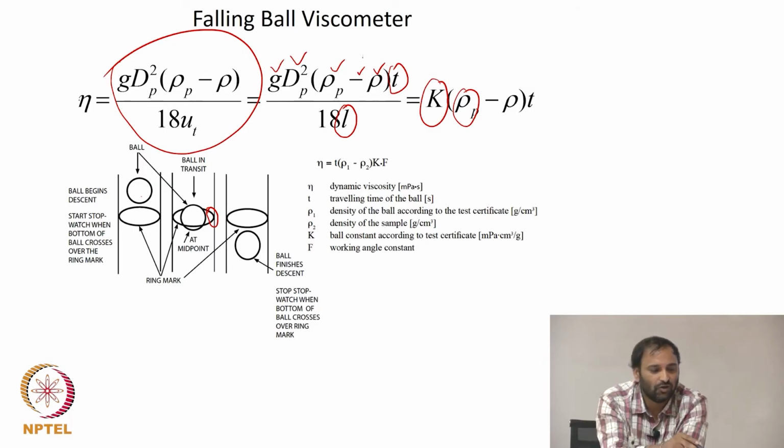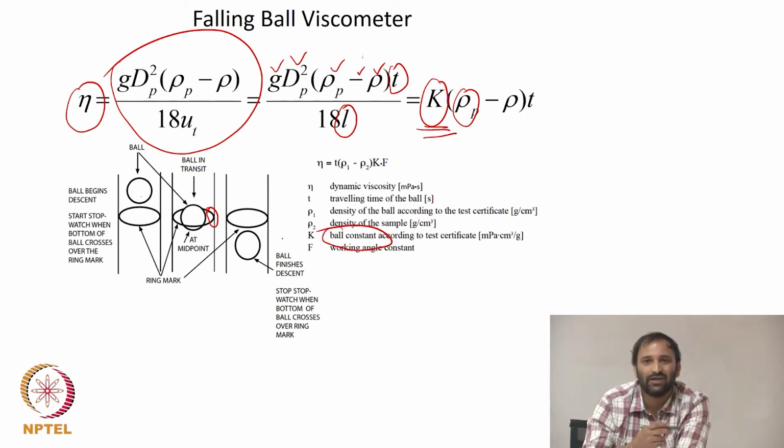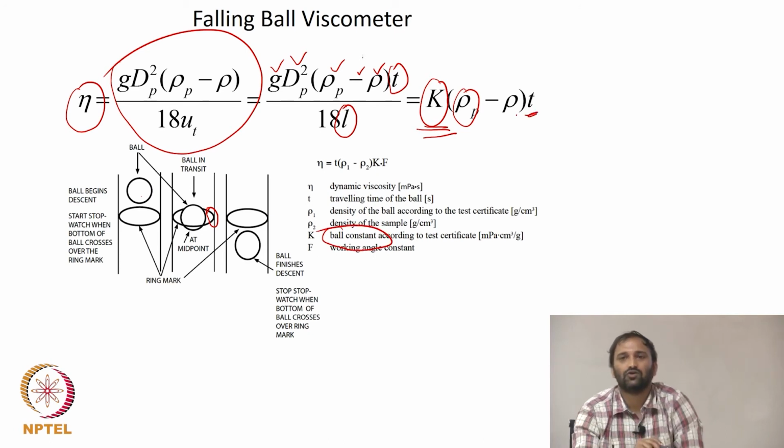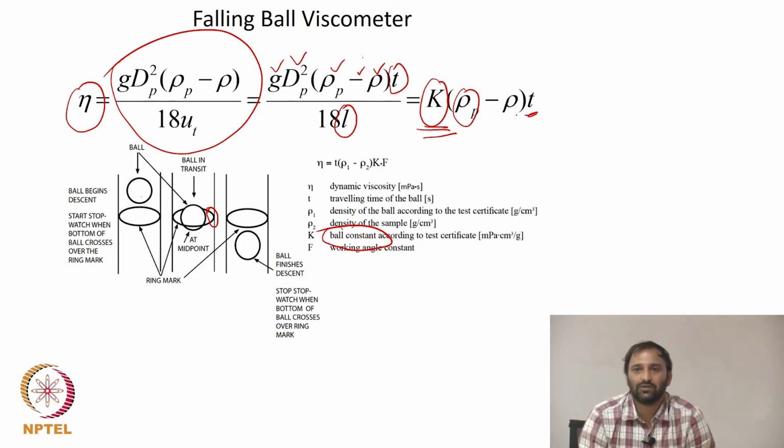So your viscosity is given by some constant k. That is called a ball constant, and it depends on the properties of the ball and things like that. You measure the time and you get your viscosity. That's how falling ball viscometers work.